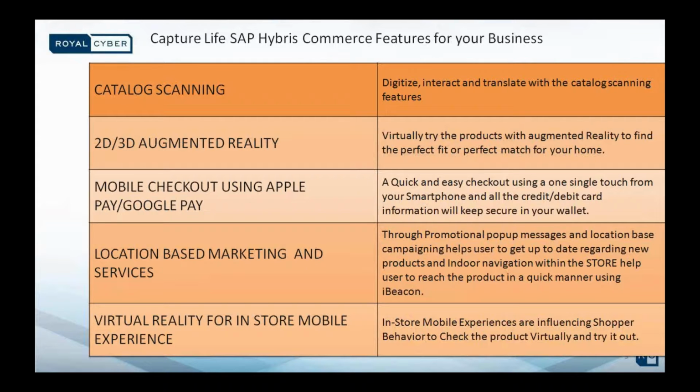And then we also have Apple Pay and Google Pay. Once the user wants to check out some of the products using a credit card or debit card, we can do that using a secure wallet. And then location-based marketing and services, through promotional pop-up messages and location-based campaigning, help the user stay up to date regarding new products. Indoor navigation within the store helps the user reach the product quickly using beacons.